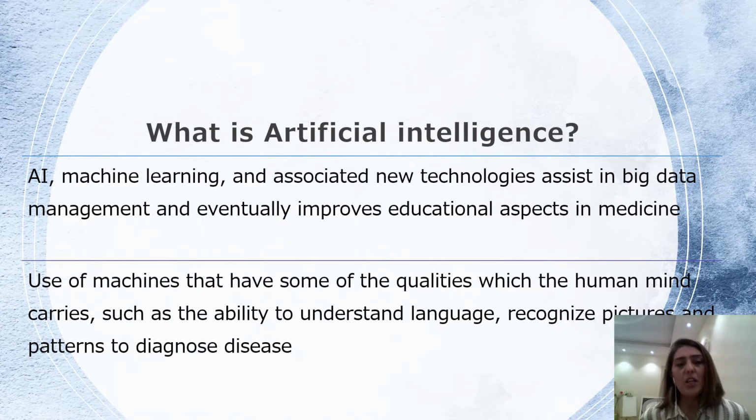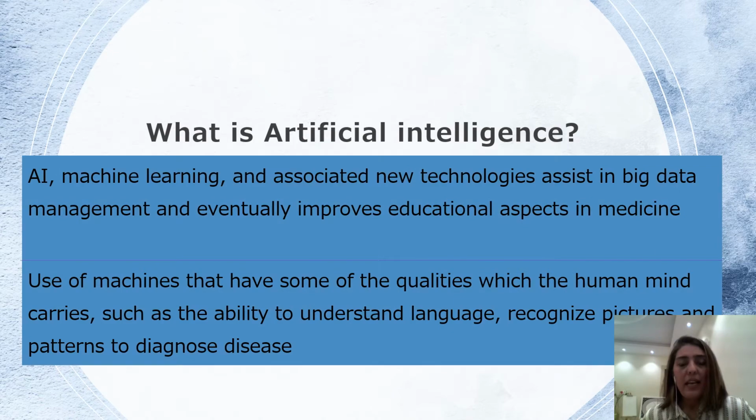Before we go into this presentation, it is important for participants to understand the definition of artificial intelligence, and what machine learning, virtual reality, augmented reality, and mixed reality are, so that you have an idea of what we are talking about in depth from the anatomy perspective. Artificial intelligence is machine learning and associated new technologies that assist in big data management and eventually improve educational aspects in medicine. It is the use of machines that have some of the qualities which human minds carry, such as the ability to understand language, recognize picture patterns, and diagnose diseases with scientific reasoning.